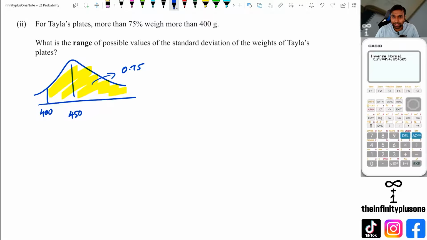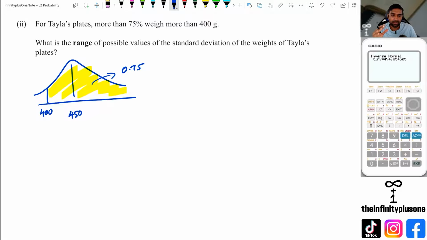Man, they kind of tricked us in this because they actually say more than 75% weigh more than 400 grams. That means it could be 76, it could be 78, it could be all the way up to, well, yeah. So if that's the case, then it could be 400, but it could also be anything before that. And so we've got to figure out what the standard deviation is going to be.